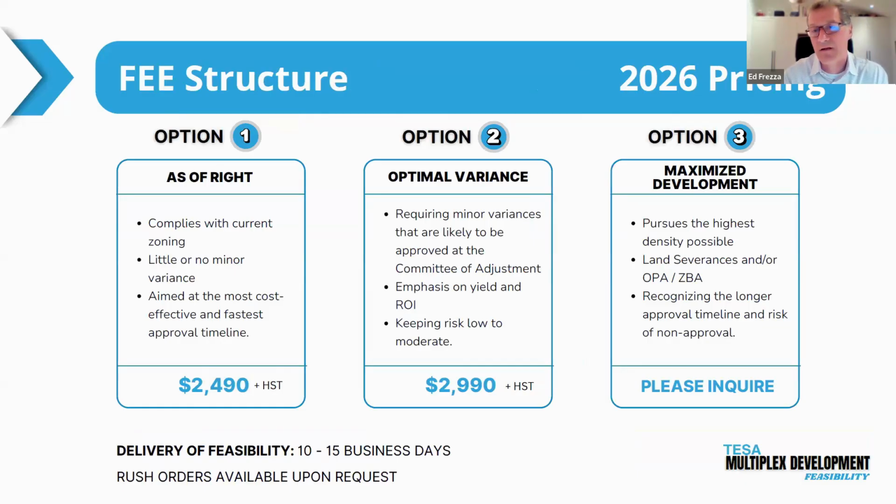So in our offering, we have 3 different options that clients can engage us with if they want to go through with this feasibility analysis. The easiest one is as of right, where you're basically saying, whatever the city says I can build, let's go with the low-lying fruit. Let's do the easy peasy. This one is at 2490 plus HST. It takes about 2 to 3 weeks to get it done, and this is basically complying with current zoning. We're going to go for no or very minor variance, and it's aimed at the most cost-effective and fastest approval time. Why would you do this?